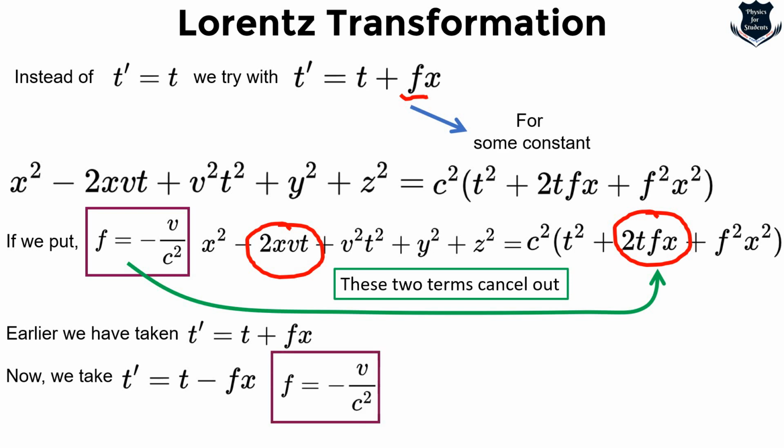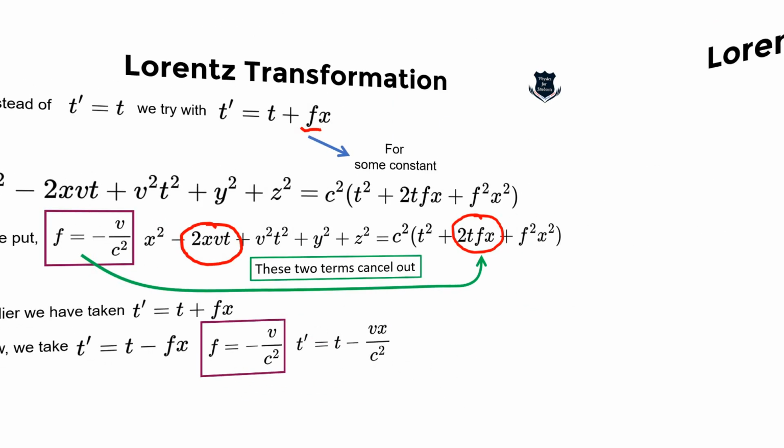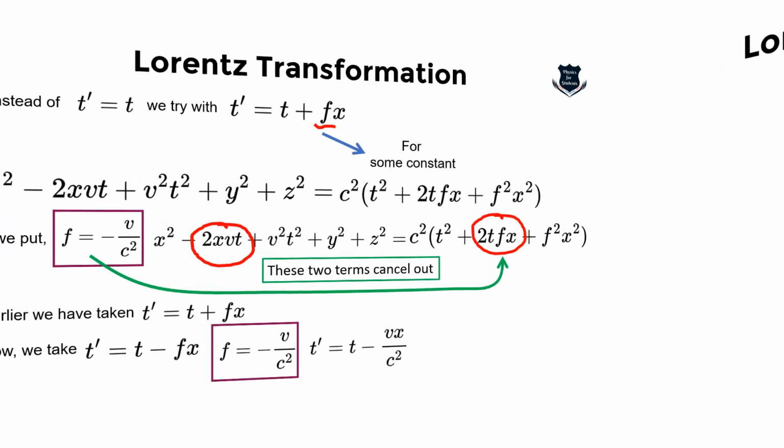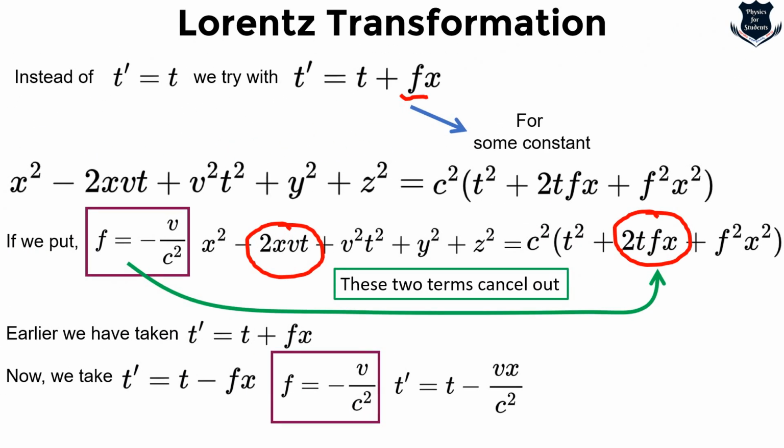F equals to minus v by c square, and from here this would be the result. Just a second. Yeah, so it would be this. So now, instead of t prime equal to t plus fx, I will take t prime is equal to t minus fx, and because f equals to minus v by c square, if I substitute this, t prime will be how much? T minus, and we put v on the top, x is already there, and c square will come at the bottom. So from here we get this.